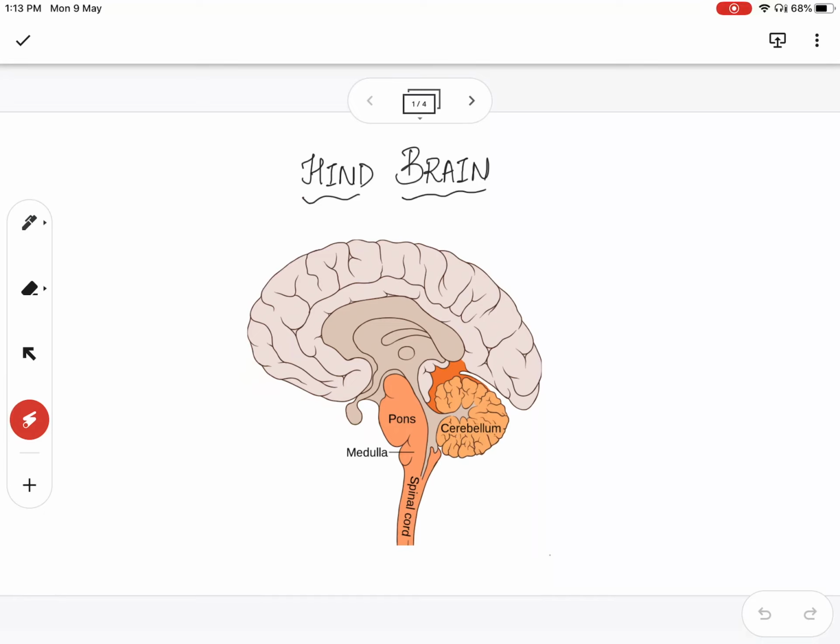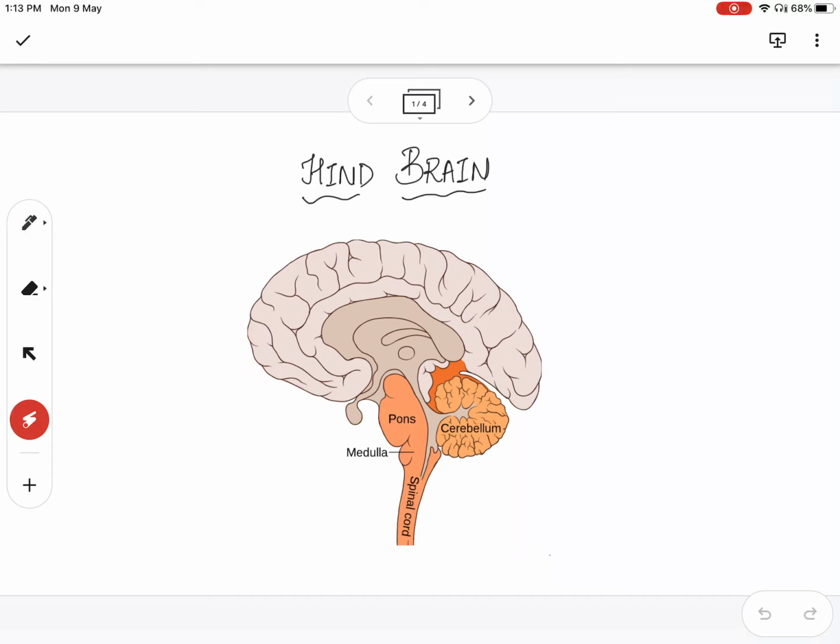Now, what does hindbrain comprise of? Hindbrain consists of three different regions. That is pons, then cerebellum, and medulla oblongata. Okay, it is also called as medulla. Anything is fine. So what does the hindbrain or rhombencephalon comprise of? Pons, cerebellum, and medulla, also known as medulla oblongata.